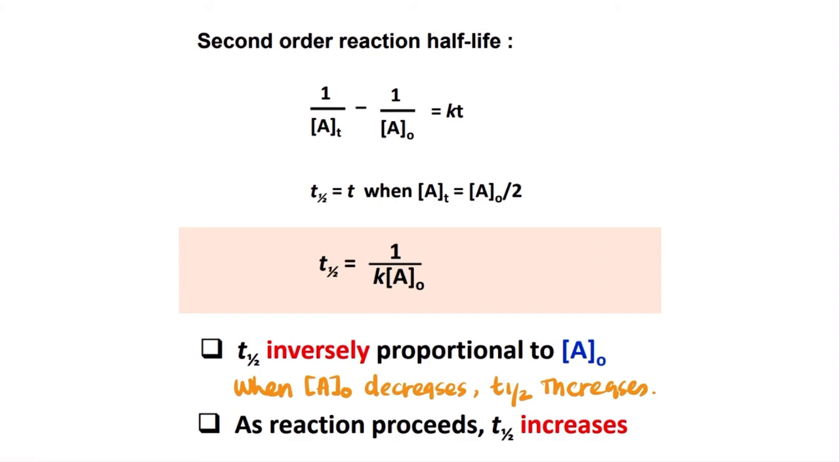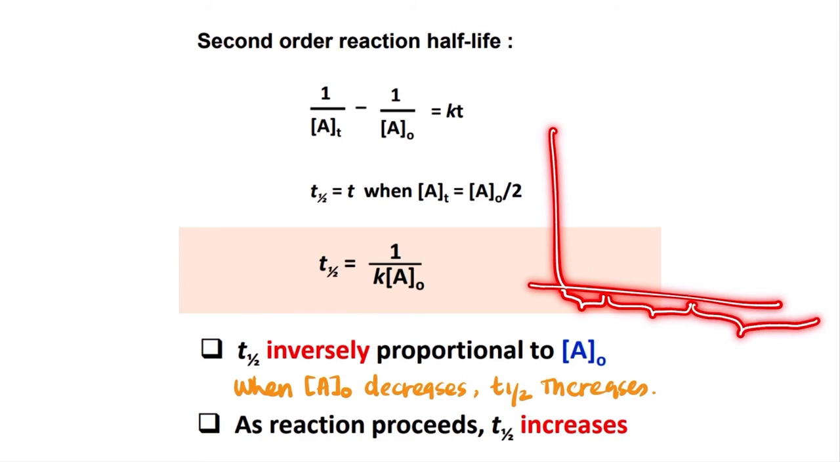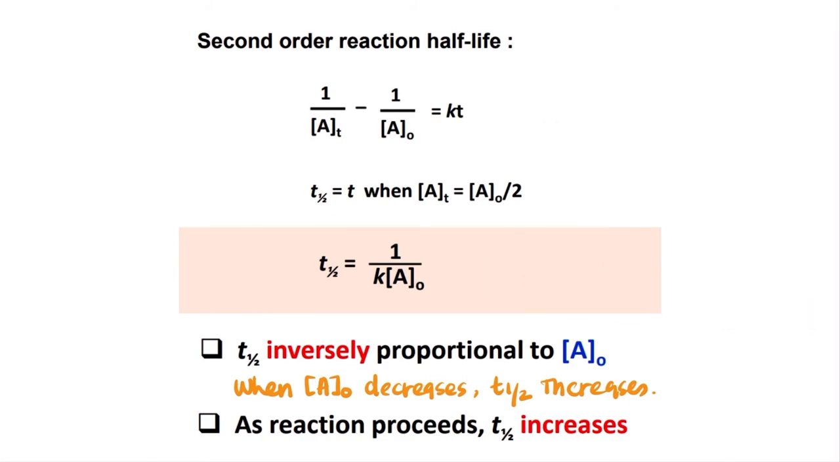Okay, for second order, your half-life formula will be like this. So for this one, your half-life is inversely proportional to the initial concentration. So when you decrease the initial concentration, since it is inversely proportional, your half-life will increase. So when you decrease A0, in your graph you will find that your half-life gets longer and longer. So as the reaction proceeds, your half-life will increase.